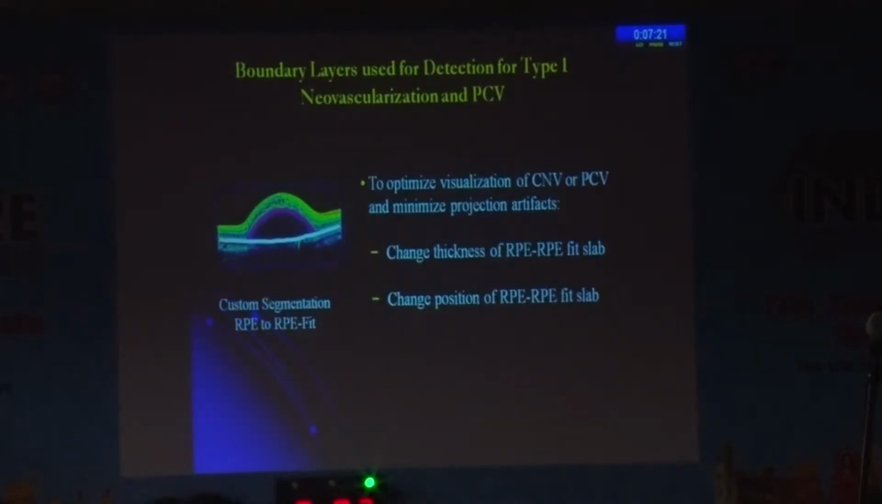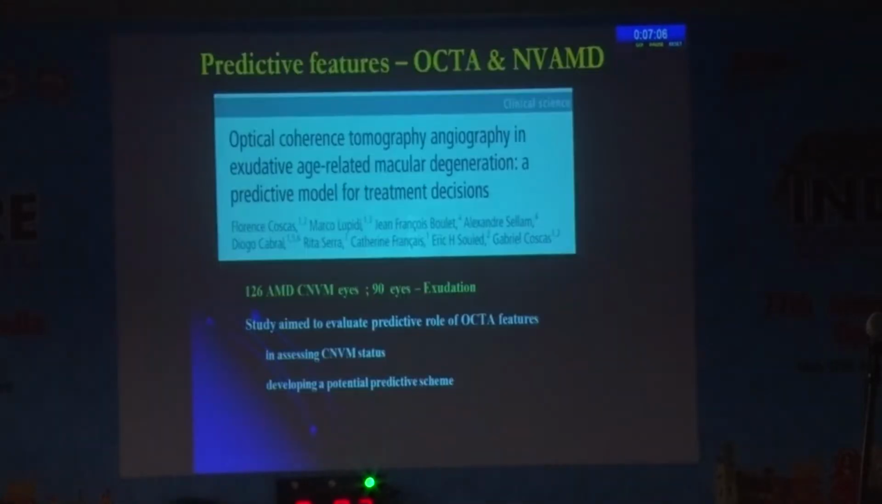Now when you want to optimize this visualization for CNV or PCV and minimize projection artifact, one can either play around manually, change the thickness of the RPE fit slab, or change the position of the RPE fit slab by moving it around.